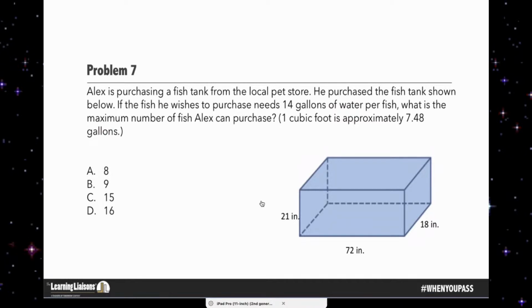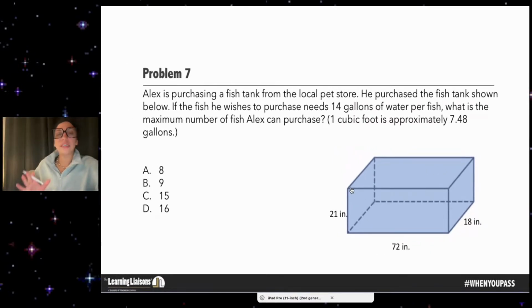Alex is purchasing a fish tank from the local pet store. He purchased the fish tank shown below. If the fish he wishes to purchase needs 14 gallons of water per fish, what is the maximum number of fish Alex can purchase? 1 cubic foot is approximately 7.48 gallons. So this is a world of conversions right here.